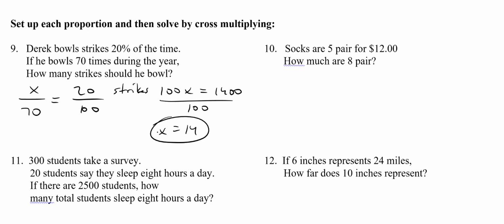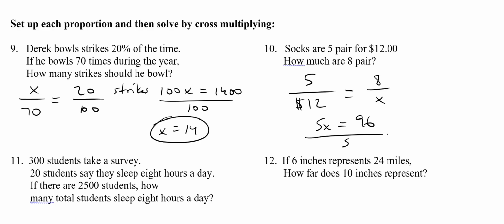All right. Number 10, socks are 5 pair for 12 bucks. How many are 8 pairs? So again, 8 is on top. That's the number of pairs, and you're looking for money, which is your bottom number. So 5x equals 96. Divide by 5. X comes out to be 19.2.